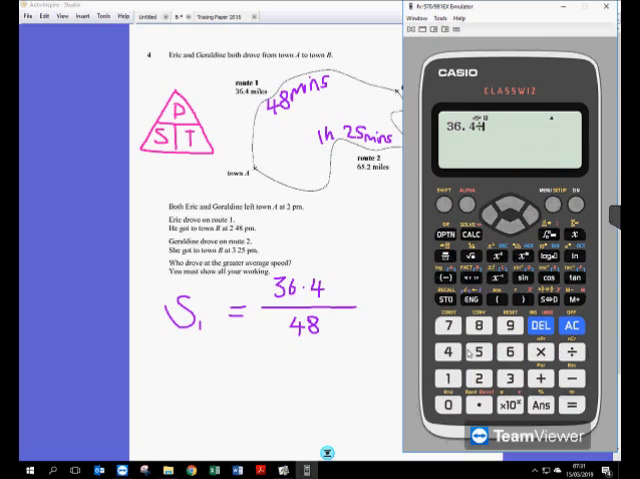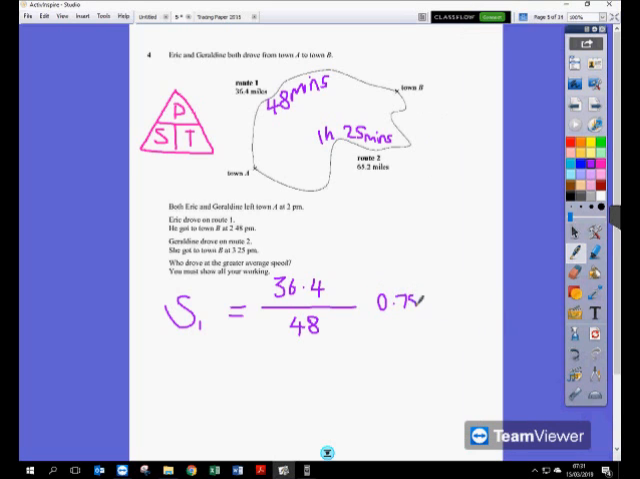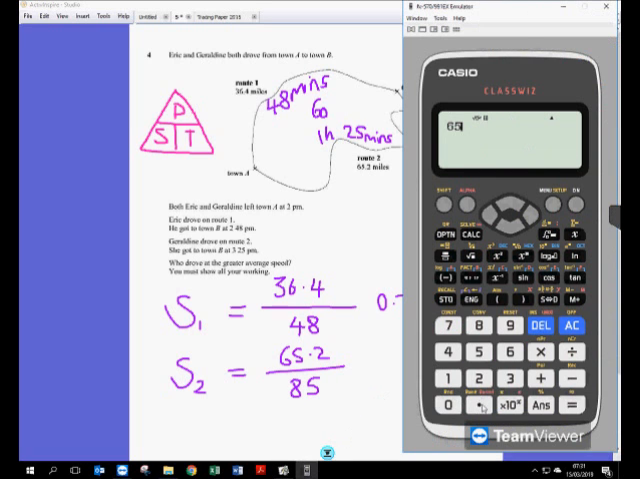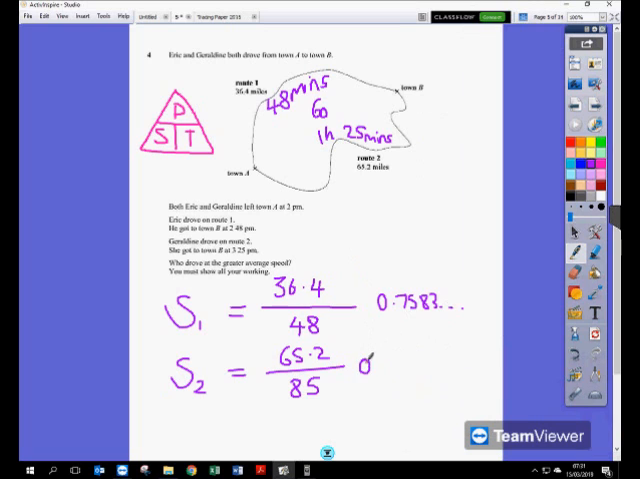So we have 36.4 divided by 48, which is 0.7583, etc. For the speed for route 2, it is 65.2 miles divided by 1 hour 25 minutes. There are 60 minutes in an hour, plus another 25 minutes. That makes 85 minutes in 1 hour 25 minutes. So we do 65.2 divided by 85, and that turns out to be 0.767.